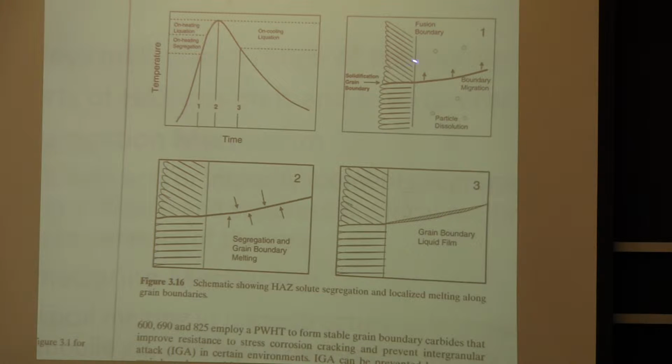This is the penetration, or the constitutional liquation mechanism, where you had particles or low melting regions, and then as that grain boundary migrates and comes in contact with these, you also end up with the liquid film along the grain boundary.